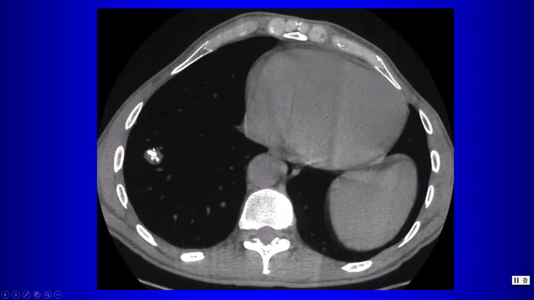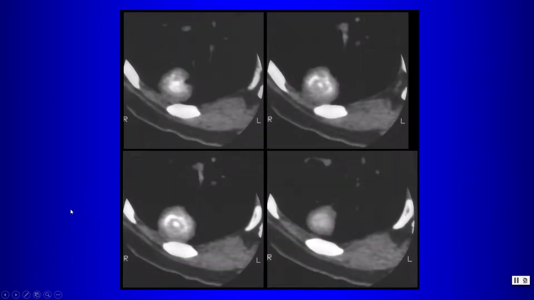This particular nodule also has central calcification. However, notice here that the calcification is somewhat amorphous, and the term that we use for this is popcorn calcification. So popcorn calcification is associated with hamartomas. So this is also a benign lesion. A hamartoma does not require any further workup.